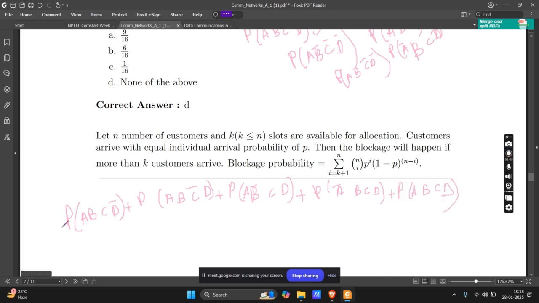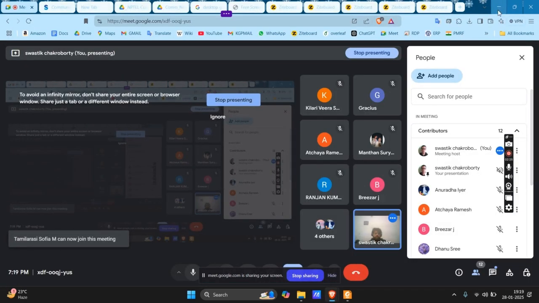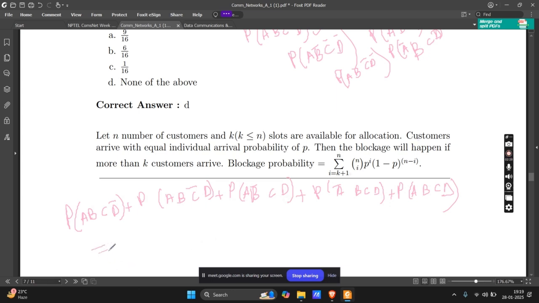In the first case, A, B, and C are giving a call while D is not. In this case, A, B, and D are giving a call request, C is not. In this one B is not giving, in this one A is not giving, and in this one all are giving. So what is the probability of this? Now the call requests for each customer are independent, so you can just multiply PA, PB, PC, PD bar, like that.